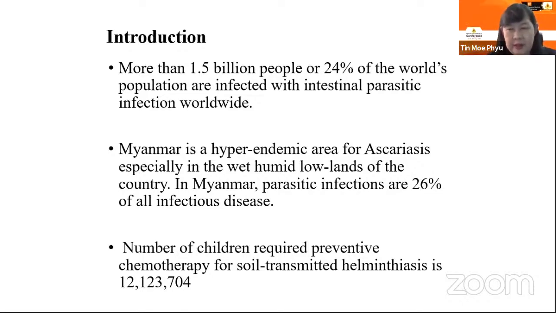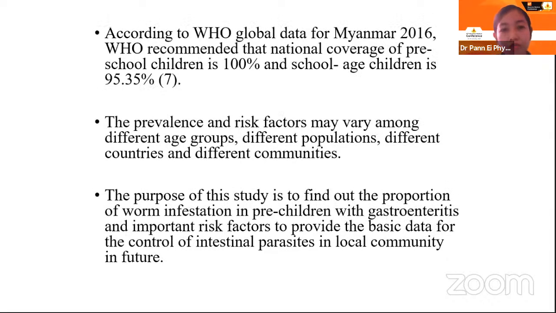Myanmar is a hyper-endemic area for ascariasis, especially in the wet humid lowland of the country. In Myanmar, parasitic infections are 26% of all infectious disease. The number of children requiring preventive chemotherapy for soil-transmitted helminthiasis is more than 12 million. According to WHO global data for Myanmar 2016, WHO recommended that national coverage of preschool children is 100% and school-age children is 95.35%.